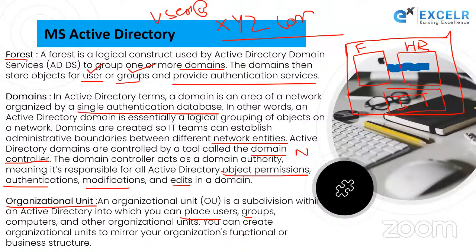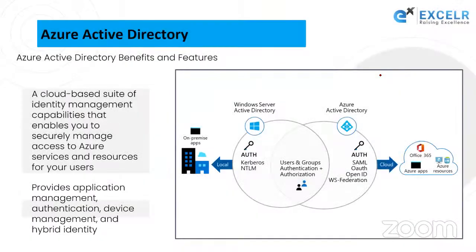You create organization units to mirror your organizational functionality or your business structures, so that you have a segregation of this, and then every other OU can work individually within the Microsoft environment. So this is your organization unit. Now, let us look at Azure Active Directory.